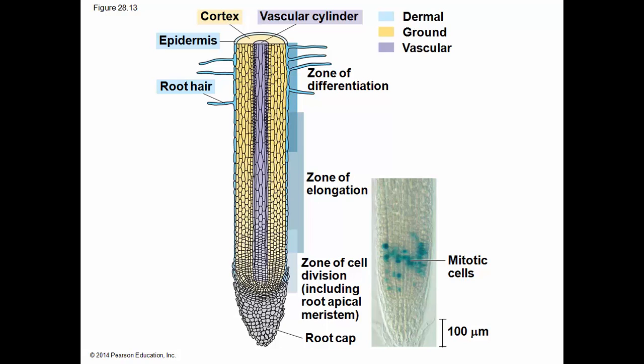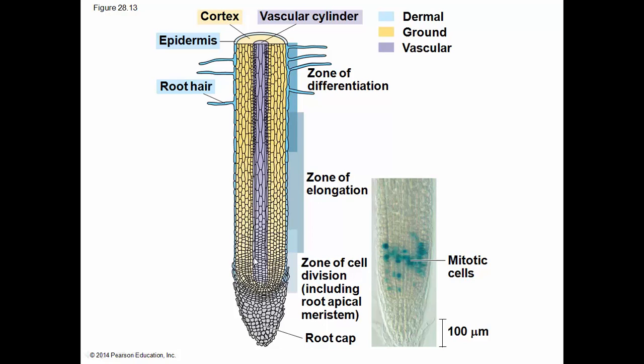Okay, the root apical meristem produces all the cells of the root and the root cap. The most lengthening of the root occurs in the zone of elongation. In the micrograph, cells undergoing mitosis in the apical meristem are revealed by staining for cyclin, a protein that plays an important role in cell division. So here, these are the mitotic cells. They show you right at the tip of the root, the rootlet here.